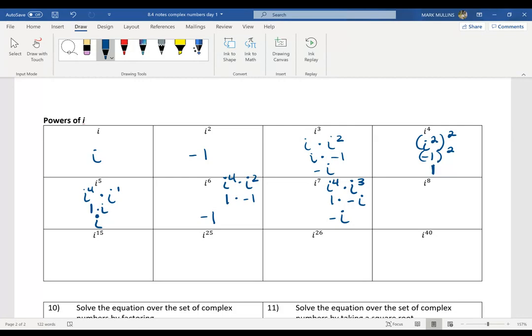So let's check the last one. i to the eighth would be i to the fourth times another i to the fourth. So we know that i to the fourth is 1. So 1 times 1 would just be 1. So hopefully you get the idea now that if I did ninth power, I'd be back over to the same answer I got for fifth power and first power. These are cyclical.